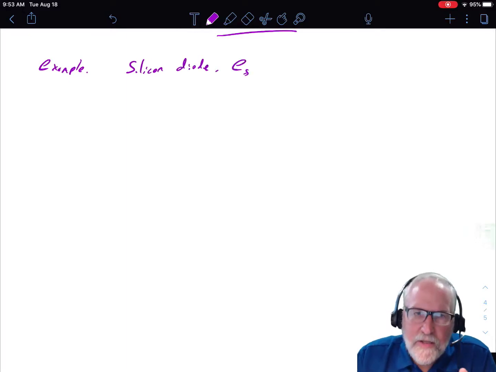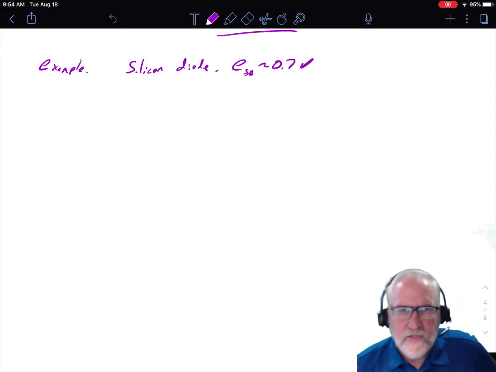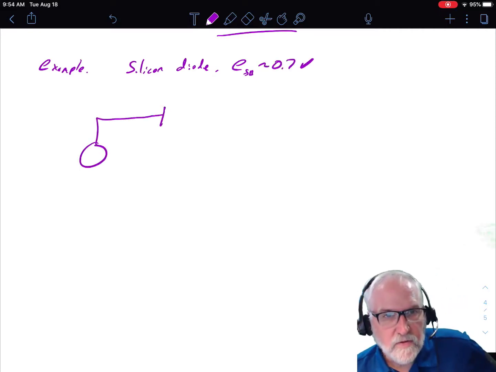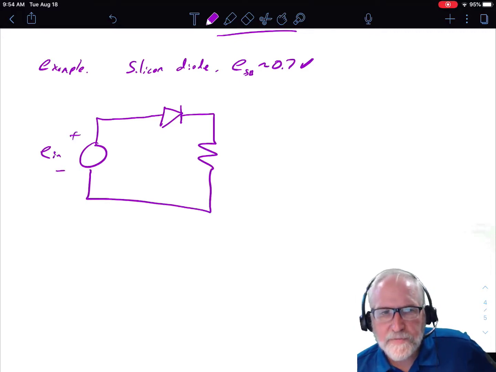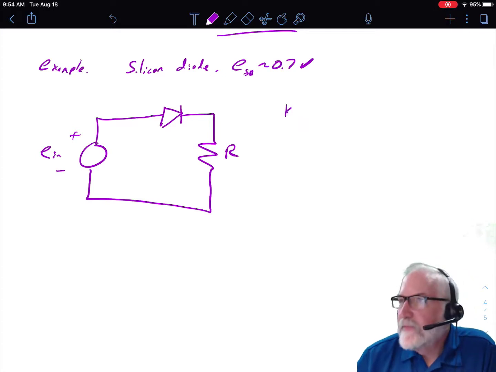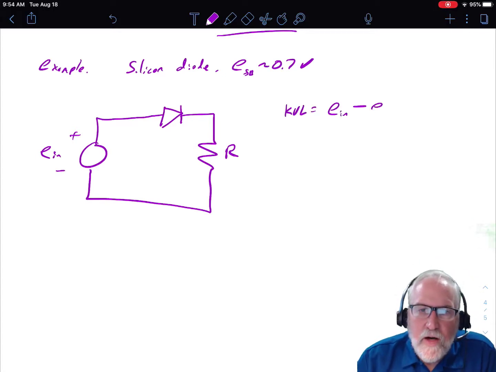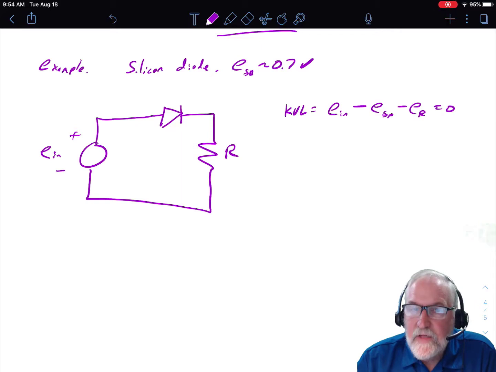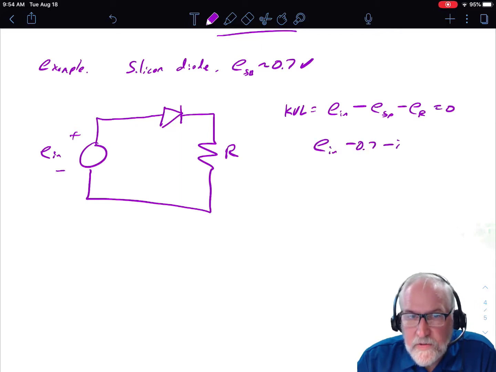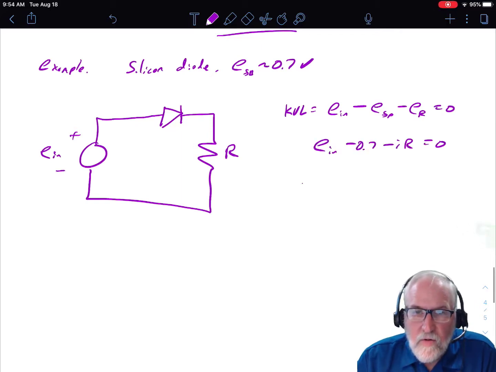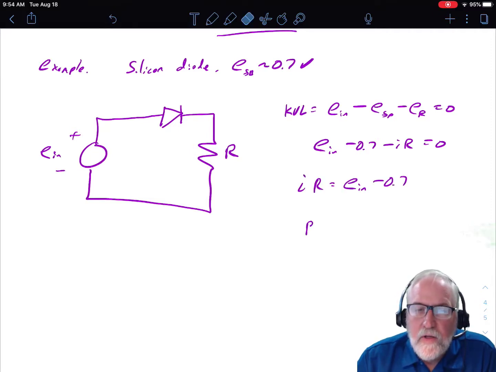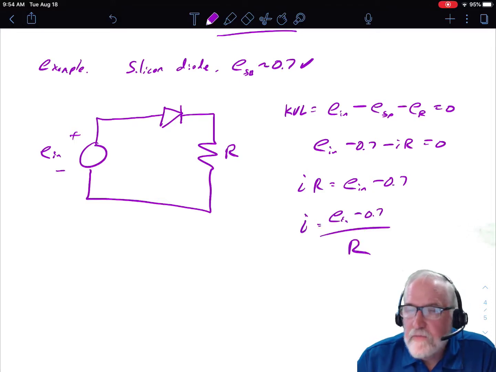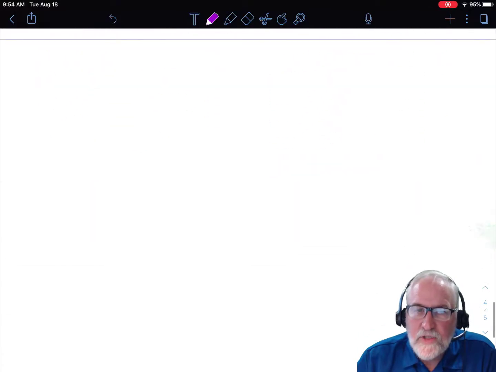Okay, so a silicon diode, let's look at this as an example. Let's say a silicon diode which has a forward bias voltage of about 0.7 of a volt, and we put that in series with a resistor. We say, okay, what's the current that's going to happen when we do that? So KVL says E_in minus E_forward bias minus E_resistor equals 0. You put in what we know, and we solve for I, and I is equal to E_in minus 0.7, that difference divided by the resistor. So pretty straightforward.